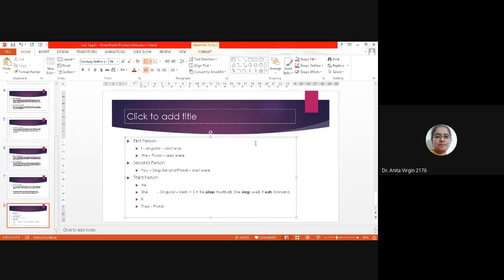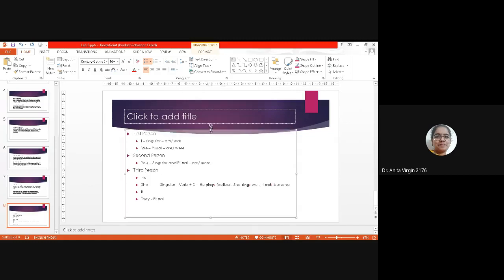Got it? Can you view the screen? Can you see this? Yes, ma'am. Okay. So just take down this. This is very, very important. For third person singular, you will be just using verb plus S. So this is very, very important. Verb plus S for singular alone.